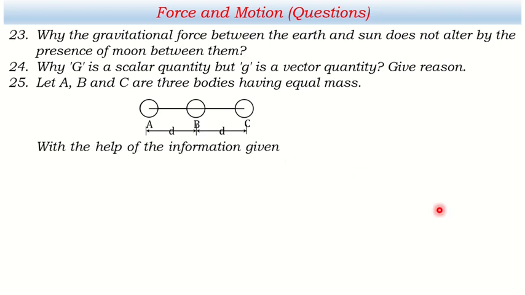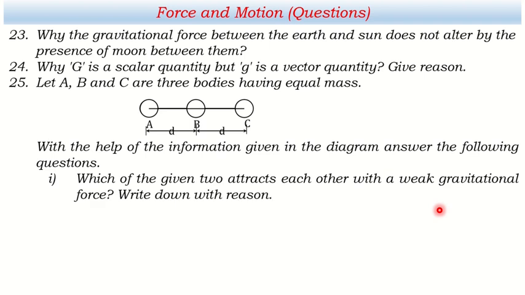And the question is, with the help of the information given in the diagram, answer the following question. Which of the given two attracts each other with a weak gravitational force? Write down with reason whether the attraction between AB or AC or BC, which one is weaker? You have to write the reason also.